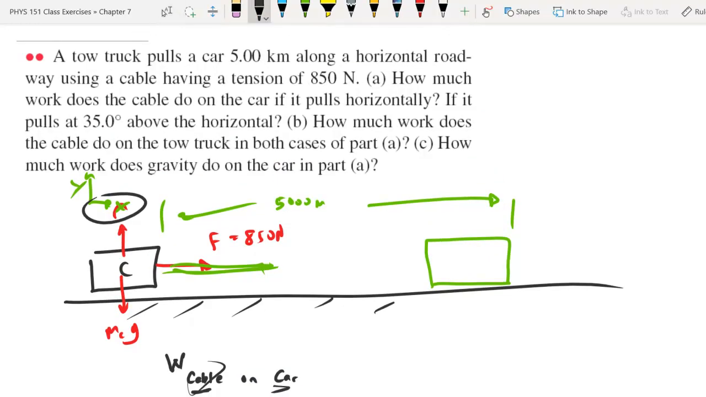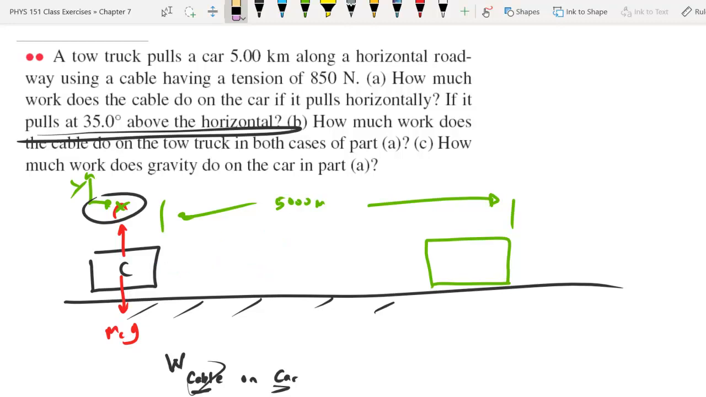There's a second part to part A. What if it pulls at 35 degrees above the horizontal? Well, I still have my 5,000 meters, so let me just change this figure a little bit. And now the truck pulls up at still 850 newtons, but at an angle 35 degrees above the horizontal. Okay? So now my displacement is in the positive x direction, right? But the force isn't only in the positive x direction.